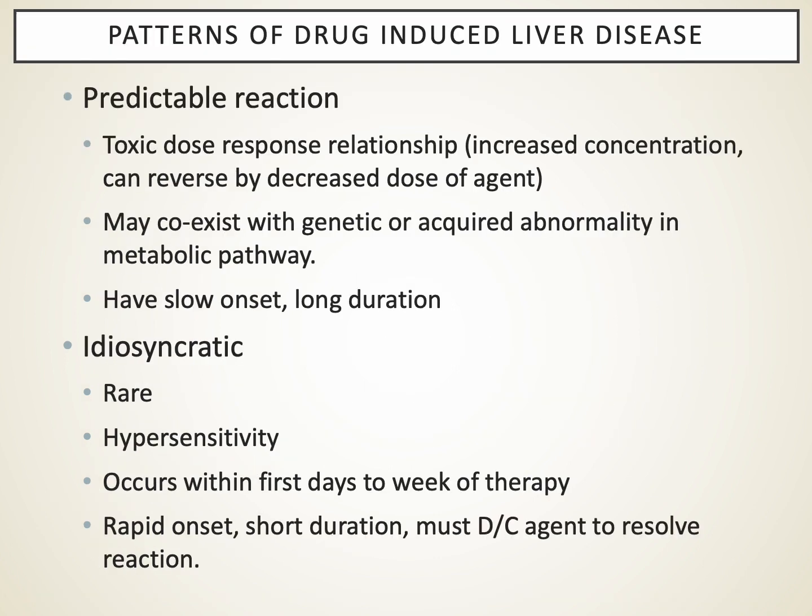Let's look at the patterns that you'll see with drug-induced liver disease. Most often, and most of this is hepatocellular type of reactions, are predictable based on what we know about the dose. Sometimes it may have a long and slow onset. Sometimes it may be more rapid, depending on the nature of the dose. So, for example, let's look at a known hepatotoxic agent, Tylenol or acetaminophen.